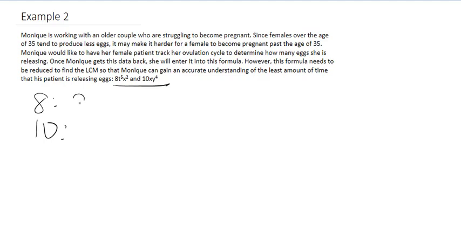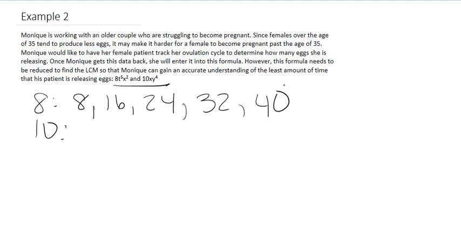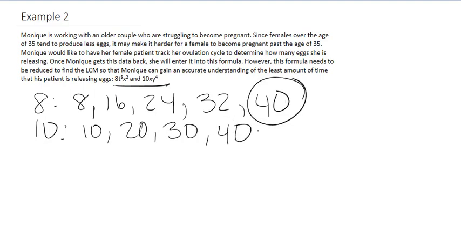So 8 times 1 is 8. Then 8 times 2 is 16. Or we can just add 8 for each one. So 16 plus 8 is 24. 8 times 3. Now 8 times 4 is 32. And then 8 times 5 is 40. So then let's look at 10, which is 10, 20, 30, 40. So we can see that the least common multiple is 40 here. So let's just go ahead and write that down.